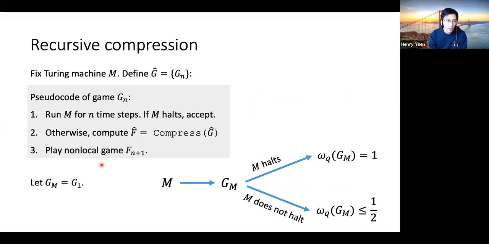So you put everything together, what is our final reduction? Well, you give me a Turing machine M, I'm going to compute the description of this game G sub 1. I'm going to set the index n equal to 1. And this gives us our final reduction. So if M halts, the value is 1. If M does not halt, the value is at most 1/2.